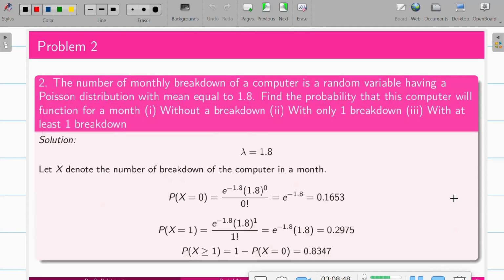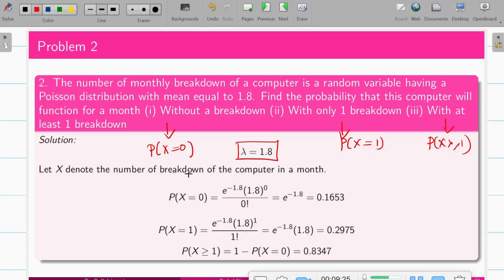Okay, coming to the next problem: the number of monthly breakdowns of a computer is a random variable having a Poisson distribution with mean equal to 1.8. So I am given the mean lambda as 1.8. Find the probability that this computer will function for a month without a breakdown. The number of breakdowns is my x, so without a breakdown is x equal to 0. With only one breakdown, it is the probability of x equal to 1 that I have to find. And with at least one breakdown, it can be more than one, right? So it is x greater than or equal to 1.